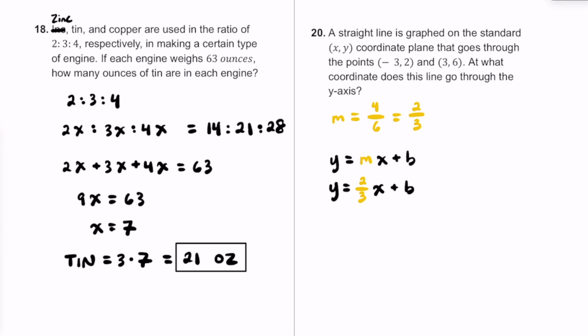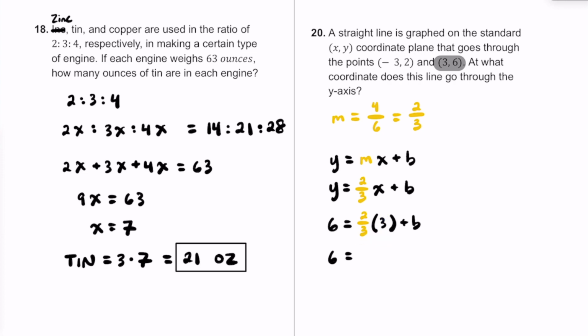So I'm going to choose the ones that have positive values here. So I'm going to choose the 3 and a 6, and so y is equal to 6. So I'm going to say 6 is equal to 2/3 multiplied by that 3. So I'm going to multiply by 3. And then go ahead and add on b afterwards. Now, what is 2/3 times 3? That's just going to be cross-canceling and just equal 2.